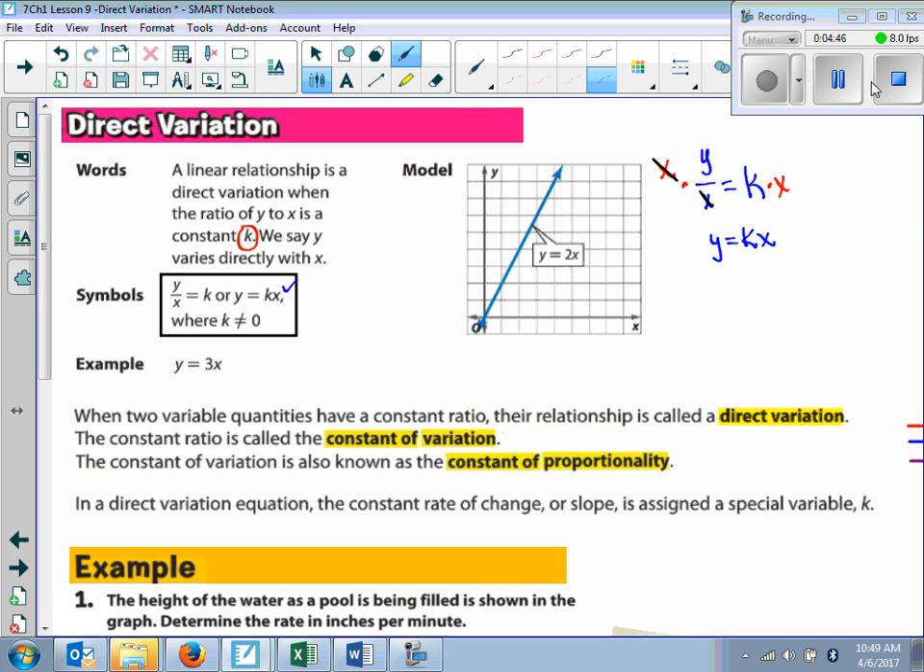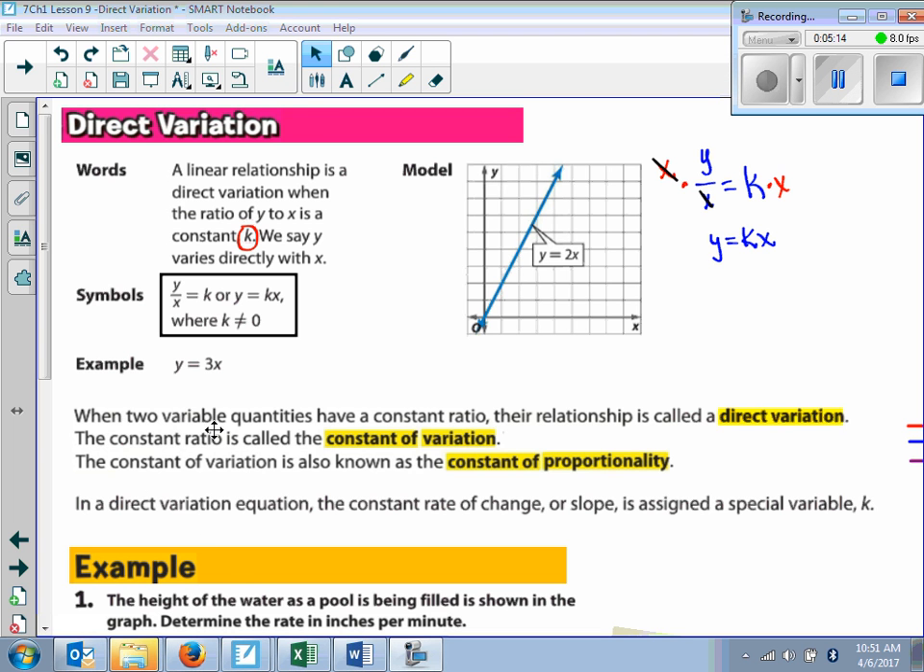Is everybody with me? So now if I look at the model, does it look familiar? Yes. What kind of line is it? It's a linear equation, right? It's a straight line. And where does it go? It passes through the origin. So direct variation simply means what? Proportional. Is everybody clear? Okay.